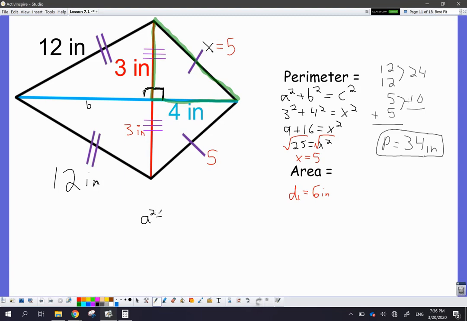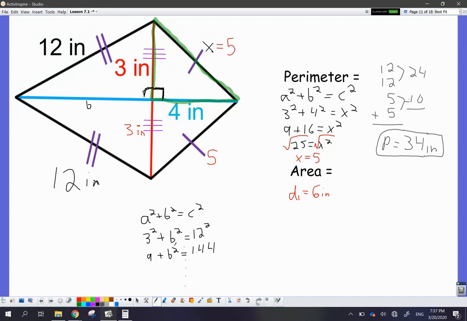So a squared plus b squared equals c squared. a is 3, so I have 3 squared. I don't know what b is, that's what I'm looking for. And c squared is 12 squared. So I know 3 squared is 9. b squared is still b squared. 12 squared is 144.